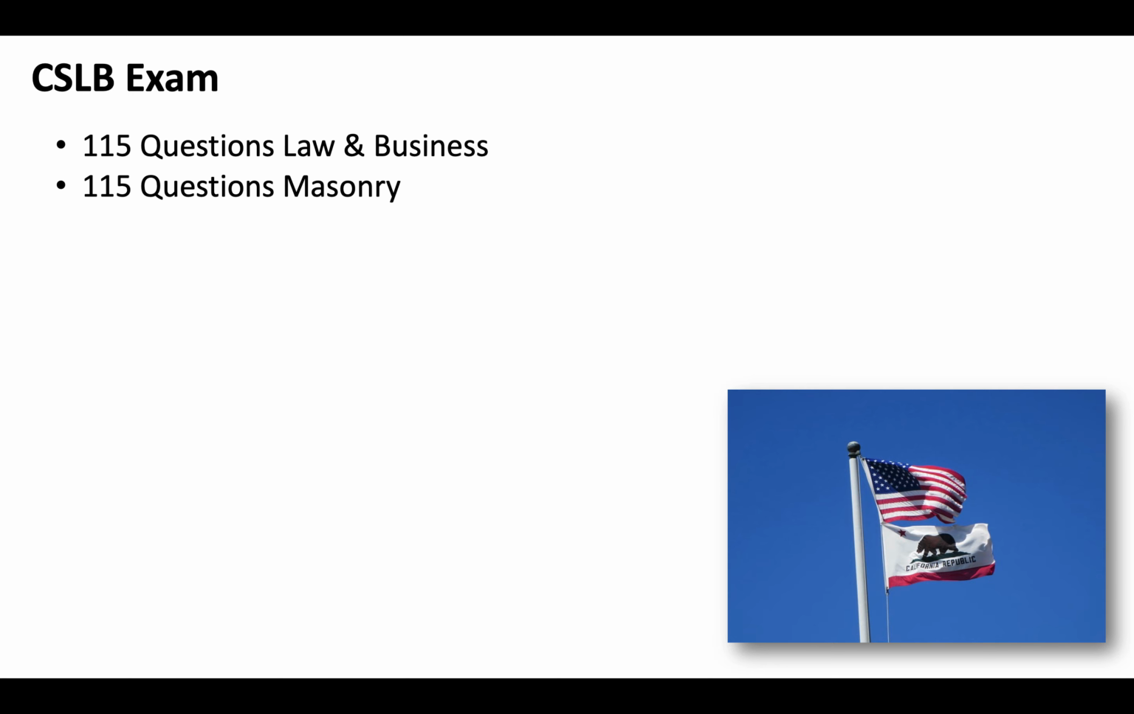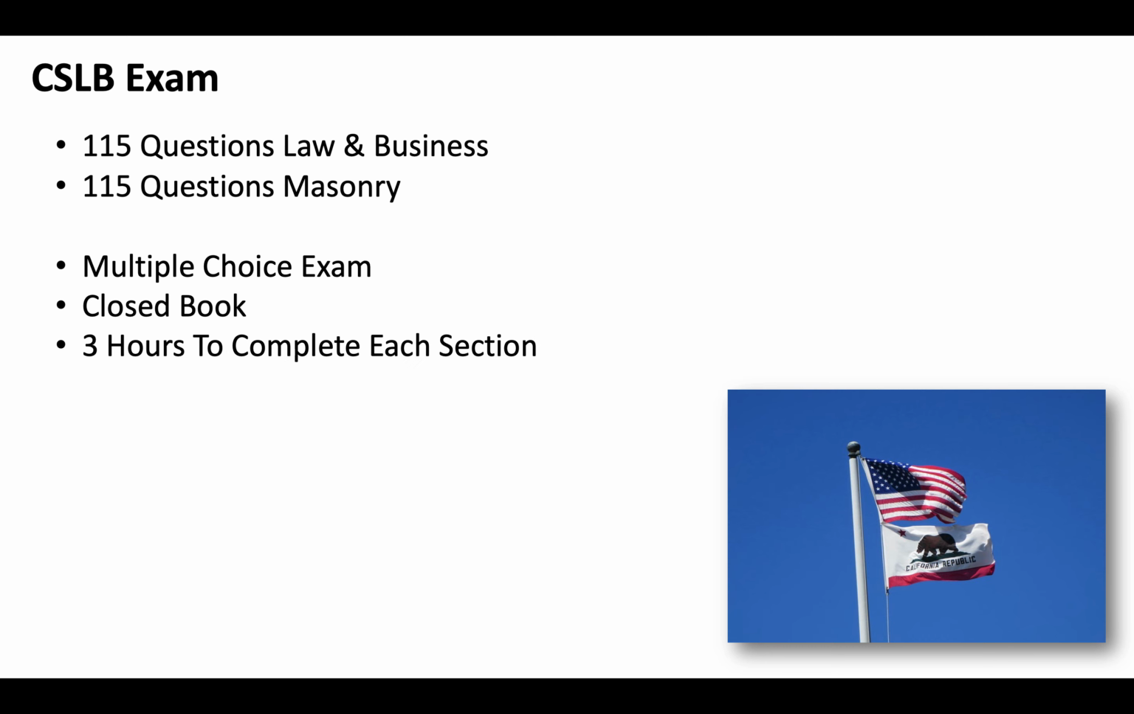So basically, you need to pass 2 tests, 115 questions covering law and business, and 115 questions covering masonry. It's going to be multiple choice, closed book. You'll get 3 hours to complete each section. It's going to be a computerized exam that you'll take at a CSLB testing facility. So just know that if you're applying from another state, you will need to physically come to California to take the exam.